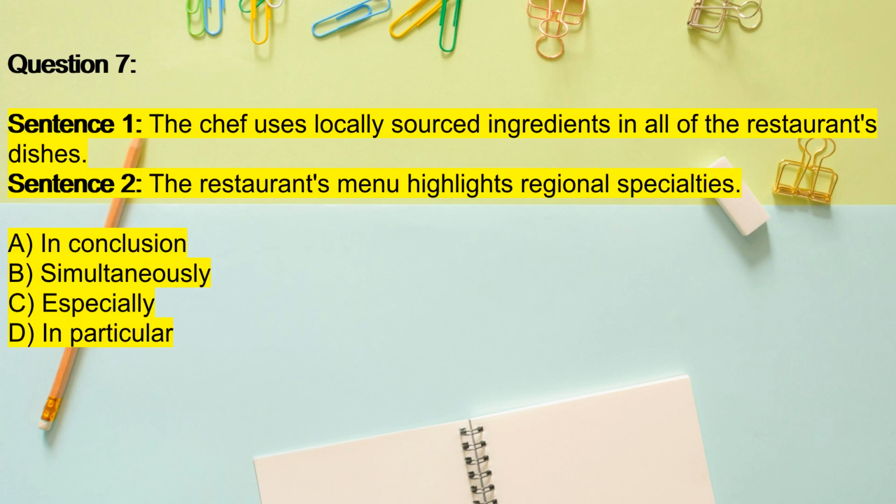Question 7. Which transition word would best connect the two sentences? Sentence 1. The chef uses locally sourced ingredients in all of the restaurant's dishes. Sentence 2. The restaurant's menu highlights regional specialties.